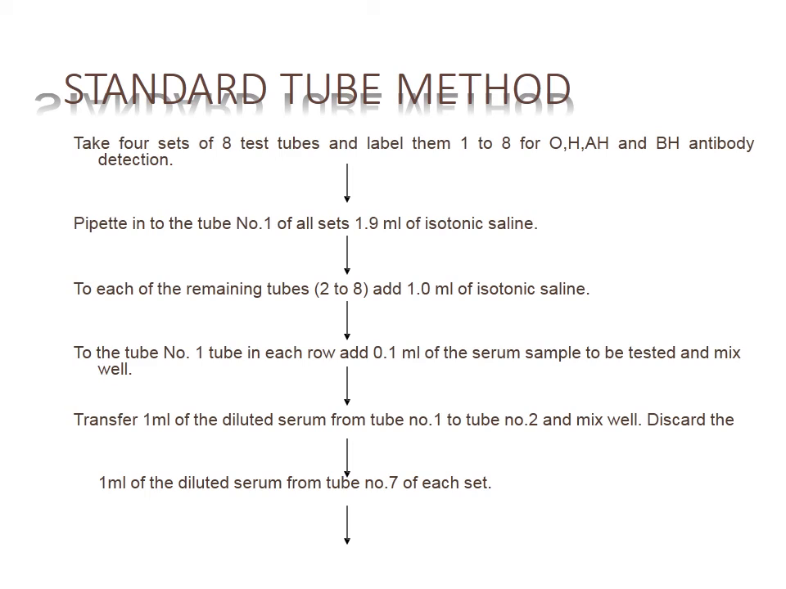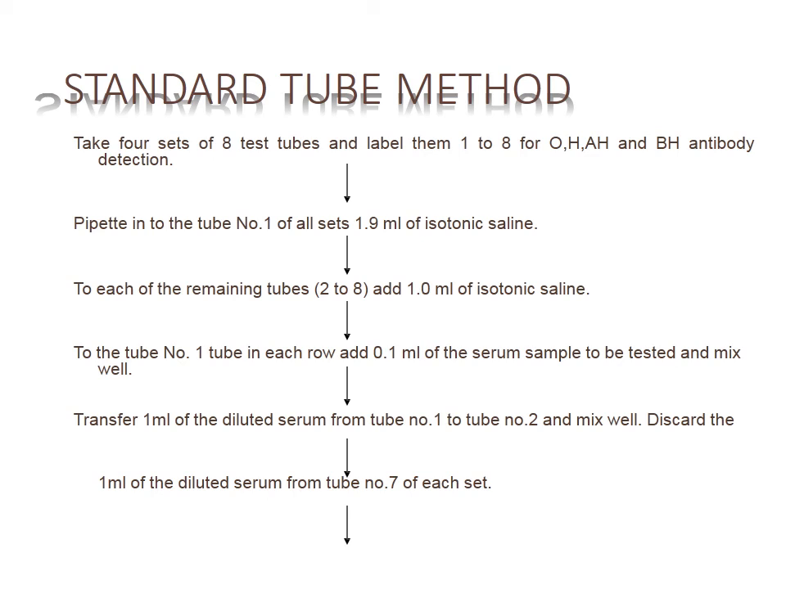In the standard tube method, take 4 sets of 8 test tubes and label them 1 to 8. In 4 you add these antibodies. Pipette into tube number 1 of all sets 1.9 ml of isotonic saline solution, which is 0.9% sodium chloride solution. To each of the remaining tubes 2 to 8 add 1 ml of isotonic saline.